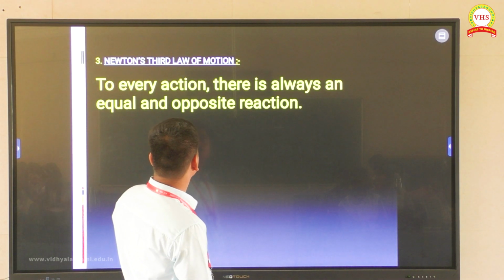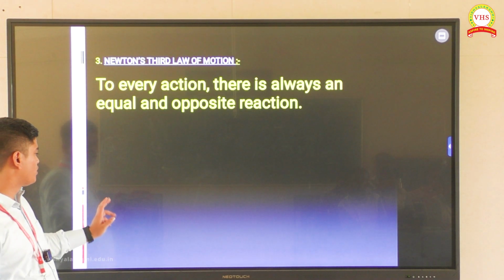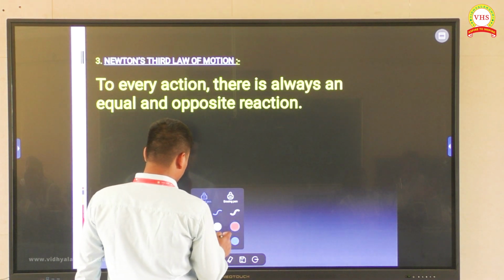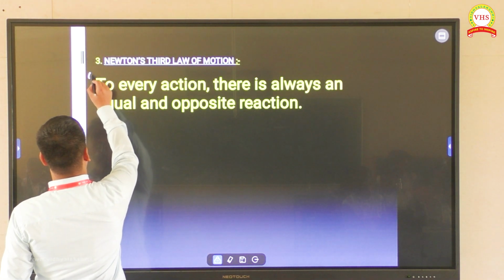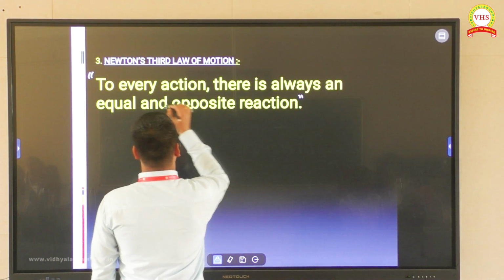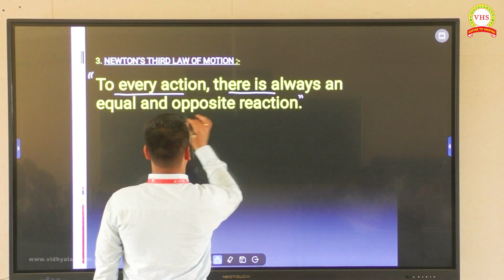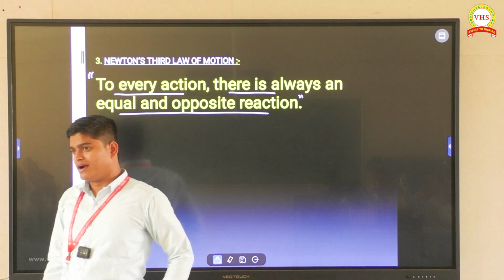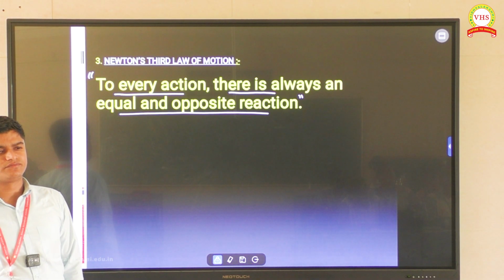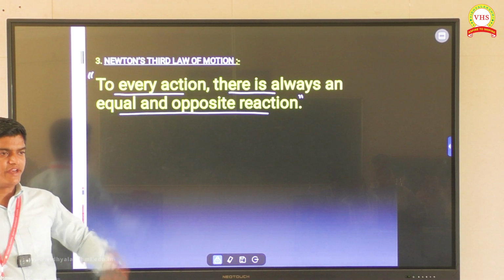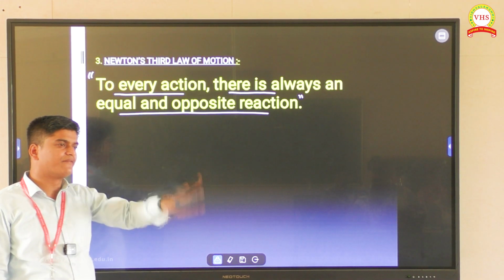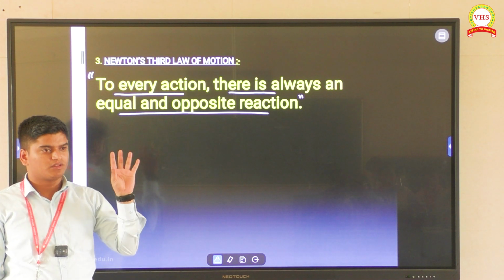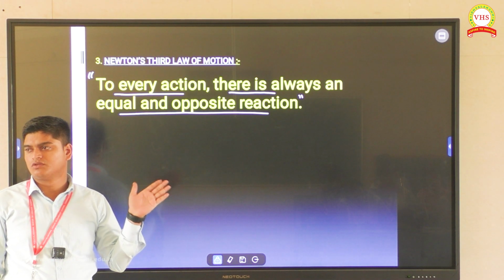Next, Newton's third law of motion. This one you already know. What is this one? To every action, there is always an equal and opposite reaction. Yes or no? What is that opposite reaction? When you hit with your palm on this board or table, yes or no? However hard you hit, that much pain you'll get. Yes or no? With your palm.